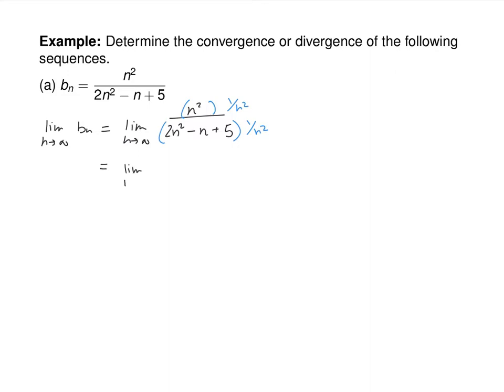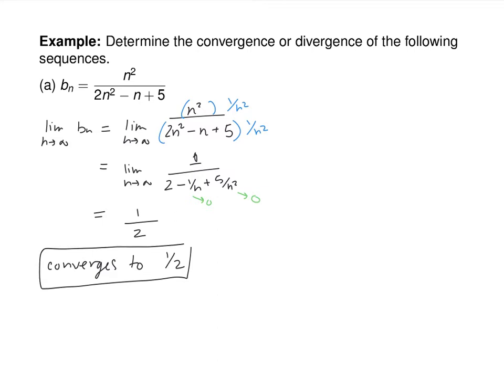So that's the limit as n goes to infinity of 1 over 2 minus 1 over n plus 5 over n squared. And now you can say that as n gets large, this 1 over n is going to go to 0, and this 5 over n squared is going to go to 0. So in your limit, as n gets big, you're approaching 1 over 2. So this sequence converges to 1/2, which means as the n's get large enough, eventually your values in b sub n are going to get closer and closer to 1/2.